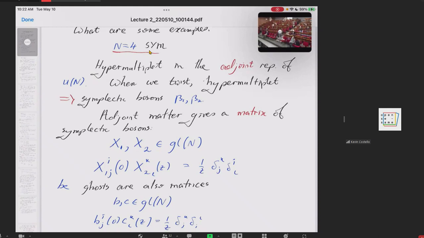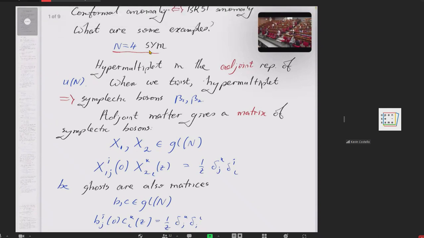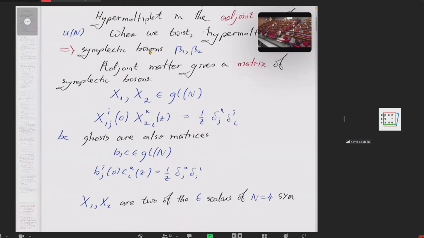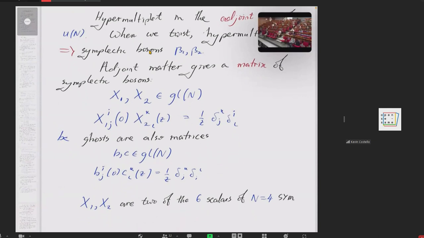So if we write them in components, as I've done in the middle of the slide, X1 ij, X2 kl, the OPE takes this form. It's like the trace of the product of those two matrices. The BC ghosts are also matrices, and their OPE takes the same form. So if we think how things arise from the physical theory, N=4 super Yang-Mills has 6 adjoint valued scalar fields. In terms of string theory, these 6 fields describe the motion of a D3 brane in 10 dimensions. And X1 and X2 are 2 of these 6 scalars, or certain complex linear combinations of them.